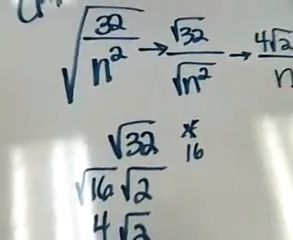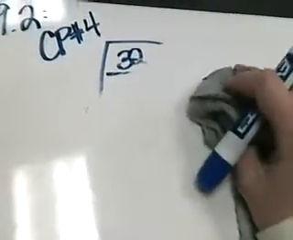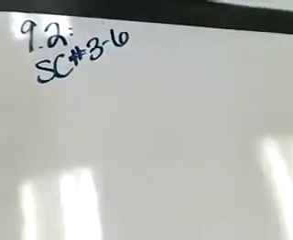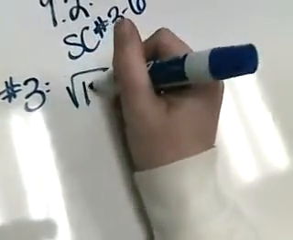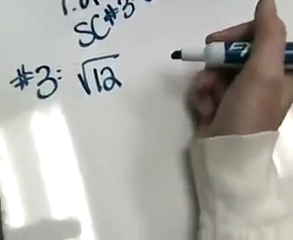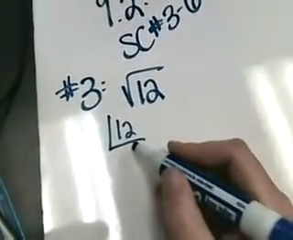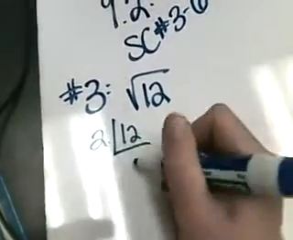Look at page 460. Page 460. We're going to look at numbers 3 through 6 in skill check. So let's take a look at number 3 first. Number 3 gives me the square root of 12. I think it's tree method's turn. So smallest number that will come out of 12 is 2. 12 divided by 2 is 6.